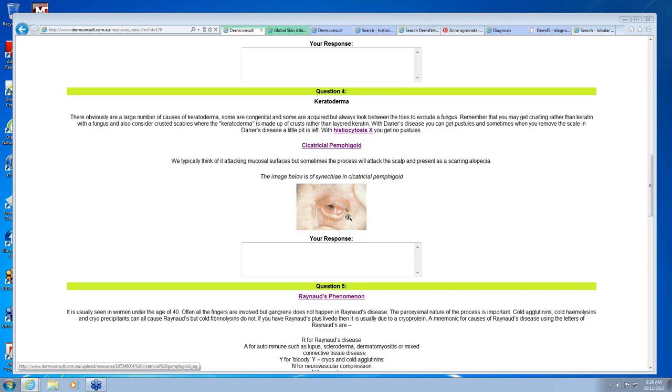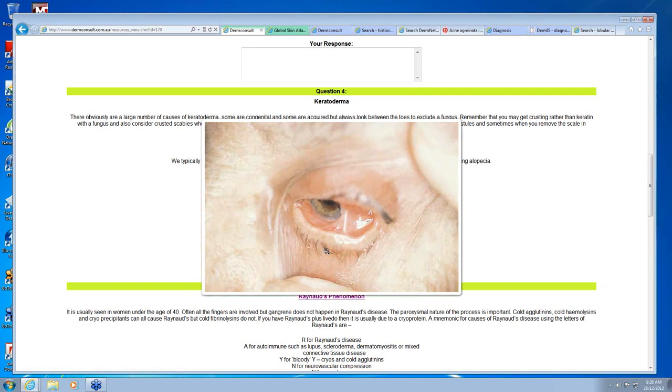Cicatricial pemphigoid, that's what this image is here. Now that's scarring mucosal pemphigoid. The damage is underneath the lamina lucida and the lamina densa, and the antigen that's attacked there gives rise to healing with scarring, or blisters with scarring. Here you're getting involvement of the conjunctivae, and you're getting these synechiae or scars developing between the layers of the conjunctiva. And this can give rise to blindness.